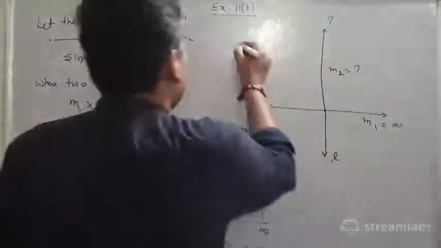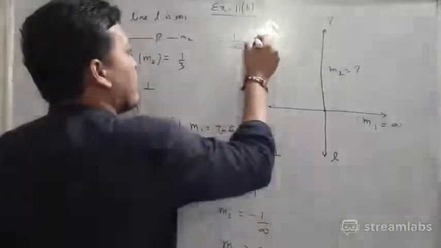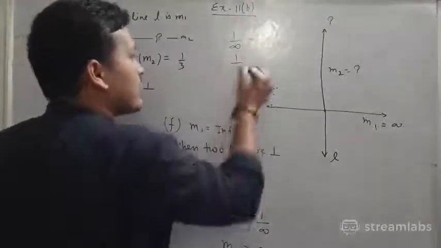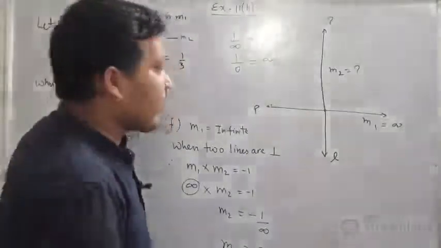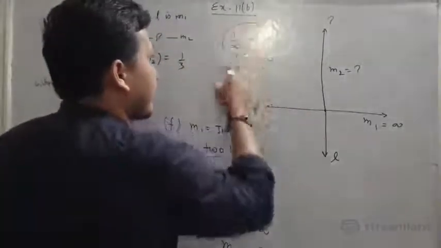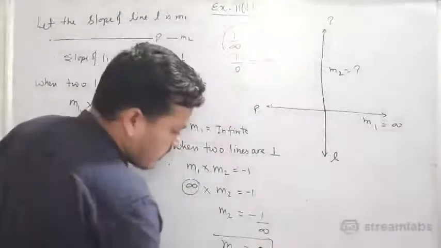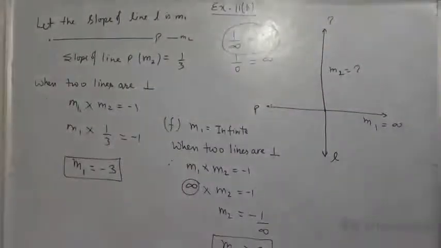Listen to this point: 1 upon infinite has the value 0, while 1 upon 0 is not defined. So 1 by infinite is equal to 0, and minus 0 means 0, so M2 is equal to 0. So the slope of the other line is M2 equal to 0. So this is the question and we have solved it.